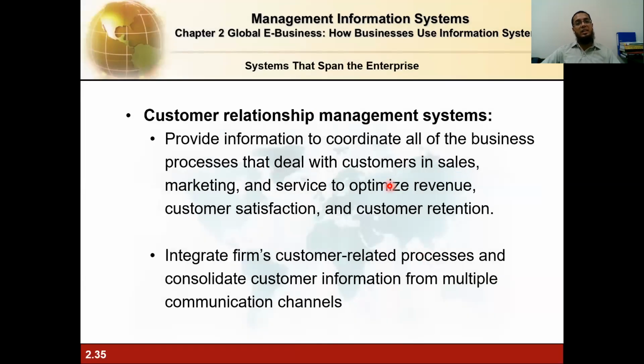organization. Customer relationship management systems provide information to coordinate all of the business processes that deal with the customer in sales, marketing, and service, to optimize revenue, customer satisfaction, and customer retention. Take the example of Emirates. Those of us who have traveled with Emirates keep getting emails about new promotions. They have your passport information and your traveling history, and they try to send you the best deals related to your traveling plan. It integrates customer-related processes and consolidates customer information from multiple communication channels, as I gave you the example of Emirates.